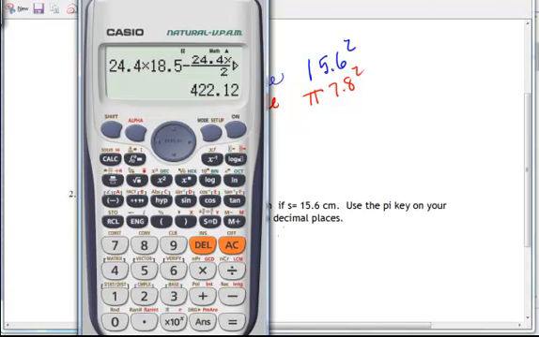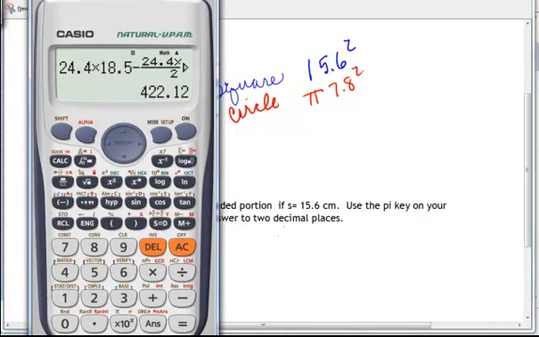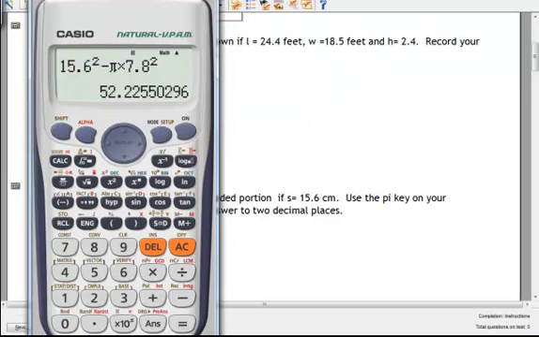So then when we press it on our calculator, we'll take 15.6 squared key, the squared key is right up here in the top row, minus shift pi key is down here on the bottom row, and then radius times 7.8 squared key, and we get 52.225.